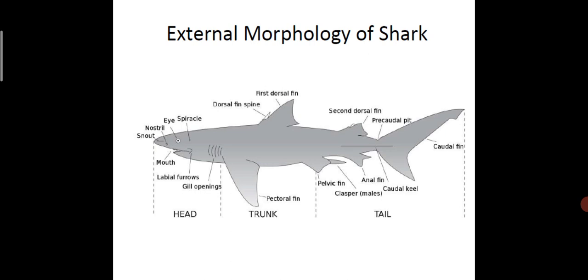When we go to the external morphology of the shark, the body is divided into three parts, mainly head, trunk, as well as the tail. The head part is very important, where it consists of many different parts, including the mouth, the snout, nostrils, eyes, spiracles, labial furrows, as well as gill openings. The head is present on the anterior side.